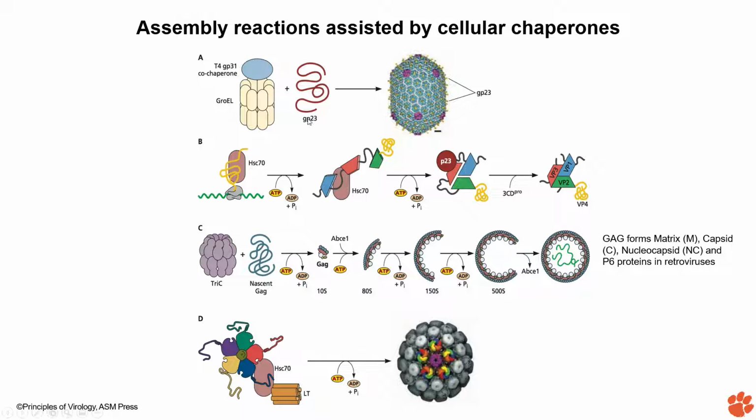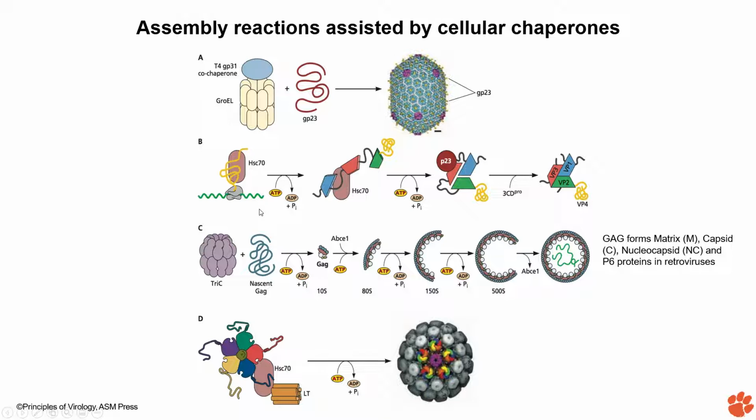Here, what happens is that GroEL associates with T4 gp31. This replaces GroES, and instead of helping the bacterial protein, it helps gp23, which is a major capsid protein. It helps gp23 to form into the head, basically.